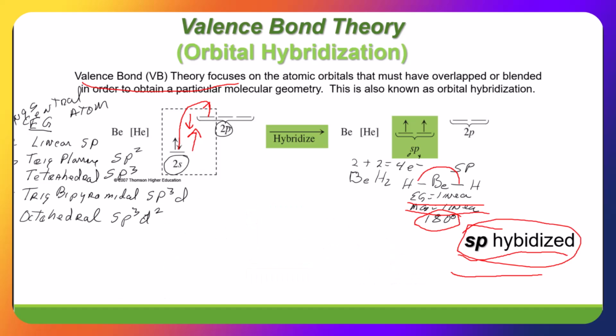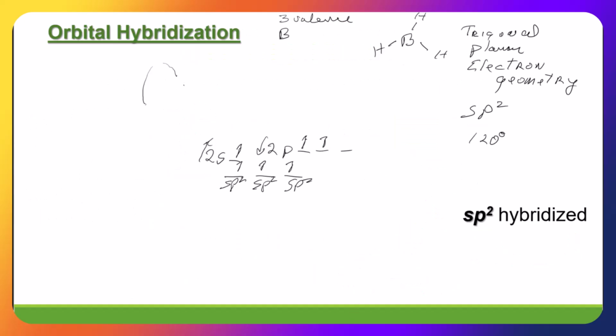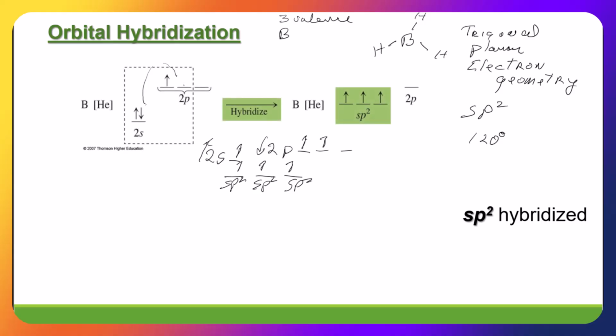So here we have a depiction of the shape of 2 sp hybridized orbitals. We've taken a 2s, combined it with a 2p subshell or 2p orbitals, and we mix them up. And this is the mixture of the s and p orbitals. And so what we wind up with are what we call hybrid orbitals, sp hybrid orbitals around the beryllium atom. Let's see what else we got here. So this is just a little bit more of an explanation.